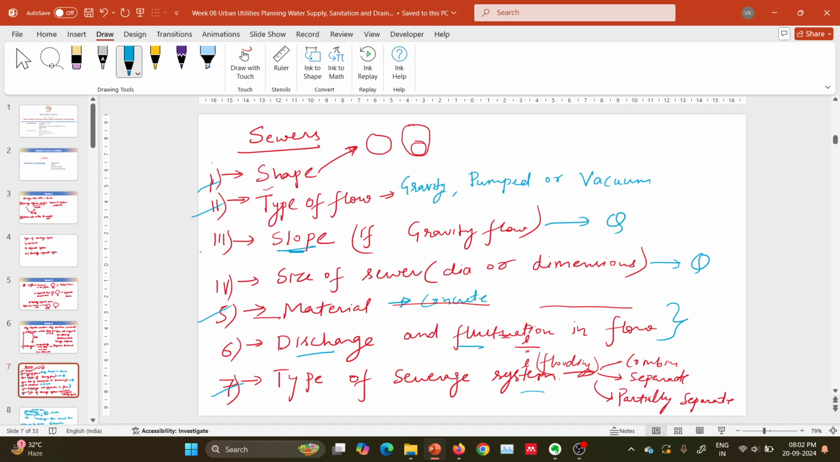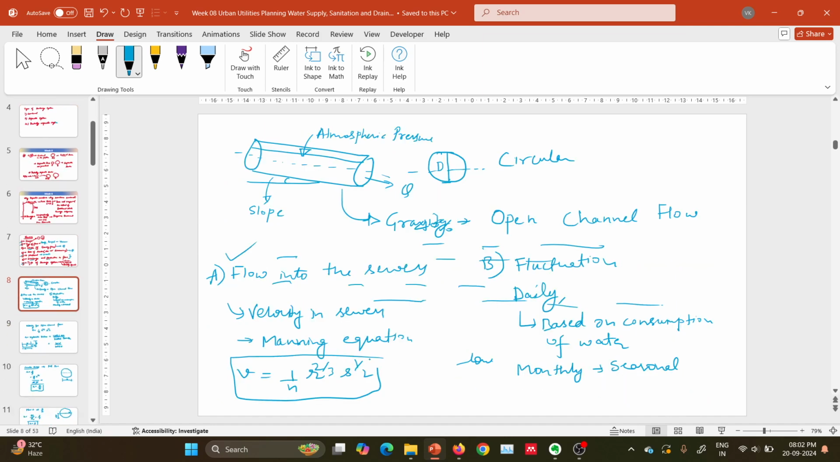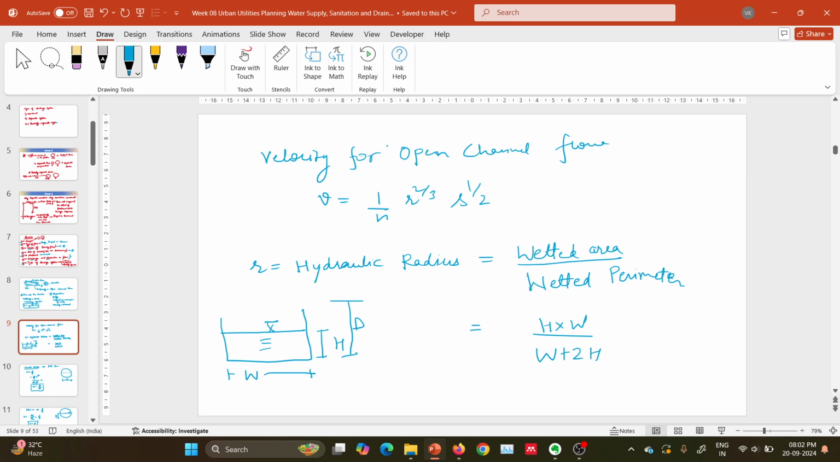That we already studied. Only atmospheric pressure is exerted on the surface of the water, so it's called open channel flow, and it flows under the influence of gravity. This is the main point which describes the open channel in the sewers. And the velocity in the open channel can be calculated using Manning's equation. This is Manning's equation.